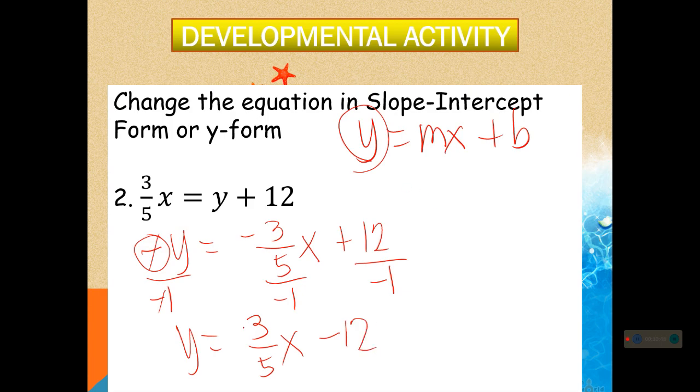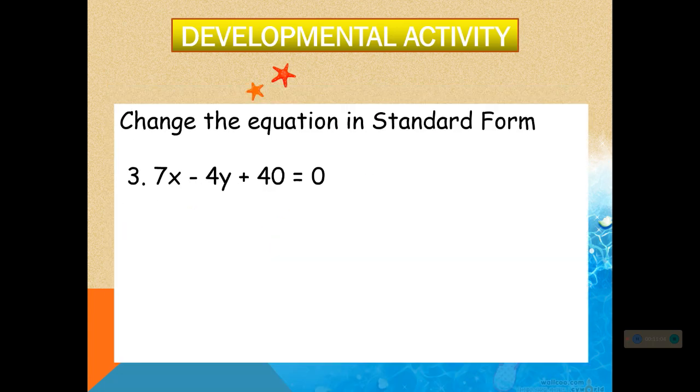So here it is. y equals mx plus b. Again, if you are asked to give the value of your slope, or your m, you will have m equal to 3 over 5. And your b, or y-intercept, is negative 12. Okay, any question? Okay, so let's have the third example. Go back to the standard form. So we have 7x minus 4y plus 40 equals 0.